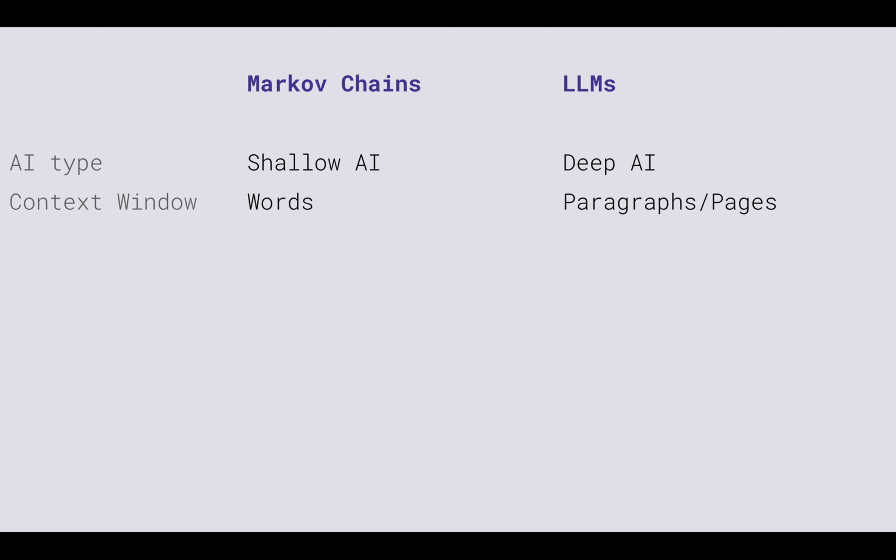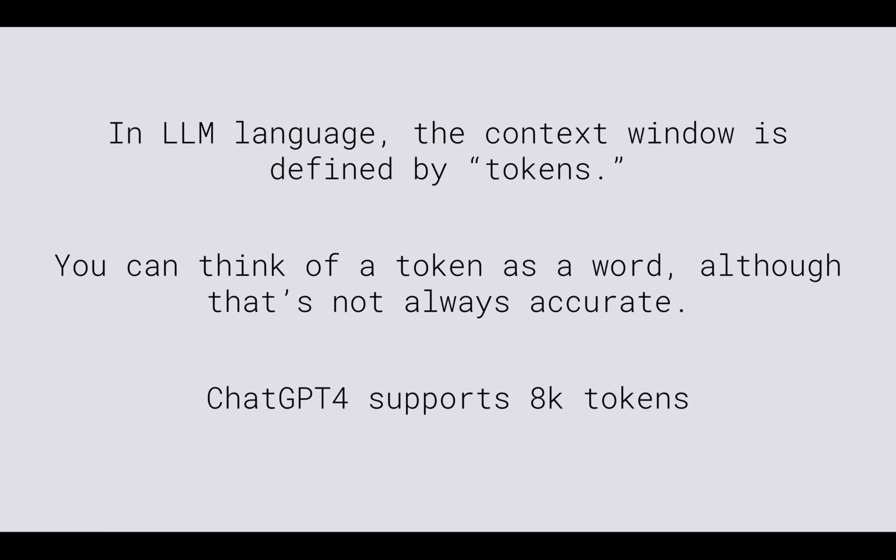Okay, so we talked about the type of model. Now we're going to talk about the context window. Remember, context window is how far back it looks. The context window for Markov chains is words. LLMs, as we started describing with those deep models, are much, much larger. In LLM language, if you're looking around various websites, you might see the word tokens. Tokens are essentially the context window that you might see in Markov chains. Tokens are a little bit more of a complicated topic, but I think it's fine to think about them as an individual word, even though that's not always accurate.